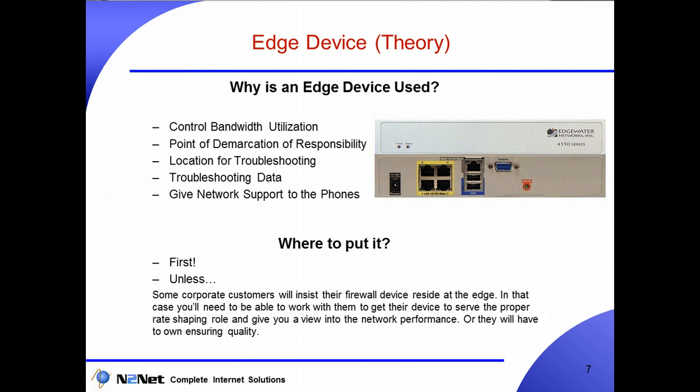An edge device is used to control bandwidth utilization. It's a point of demarcation of responsibility. It's a good location for troubleshooting, and it allows us to have a place to give network support to the phones. We always recommend putting the edge device first, unless you have a customer who is going to insist that their firewall reside at the edge.